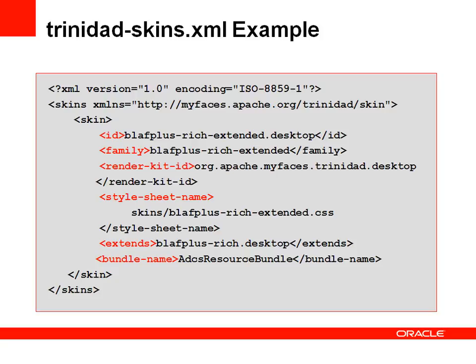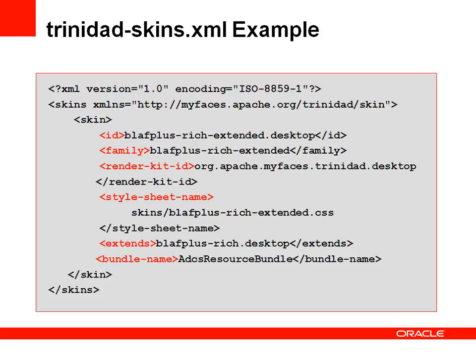So let's have a look at a completed Trinidad skin example. Now this is how a Trinidad skin entry looks. What you see here is that the slide defines a new skin called Blaf Plus Rich Extended, which is just a name that you can make up as you please. So that could be my company, Rich Extended, or whatever. This has an ID, which is exactly the same name as the family name, followed by .desktop for browser-based applications, or .pda for mobile applications. This allows us to use two definitions of a skin for different devices.